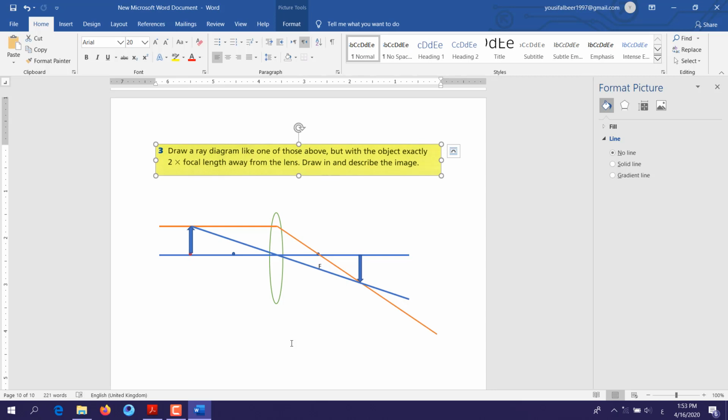And also, it's 2 times focal length away from the lens. The object here, we said it's 2x focal length. So this is 2x focal length. Now also this one, if you measure the distance of the image from the center, you will see it's 2 times the focal length. Focal length is the distance from the center of the lens to the principal focus.